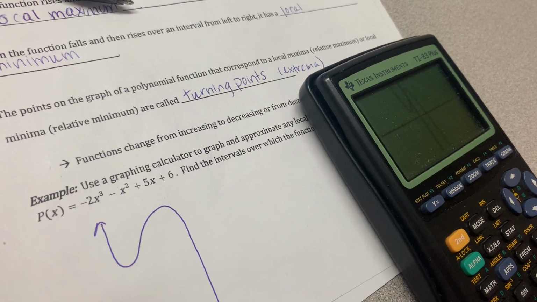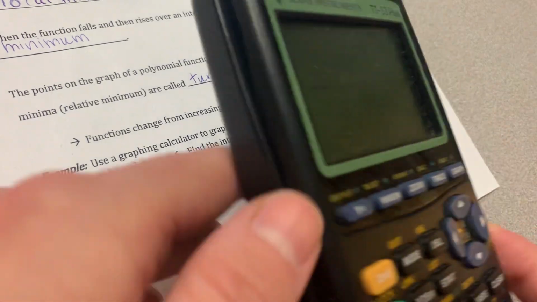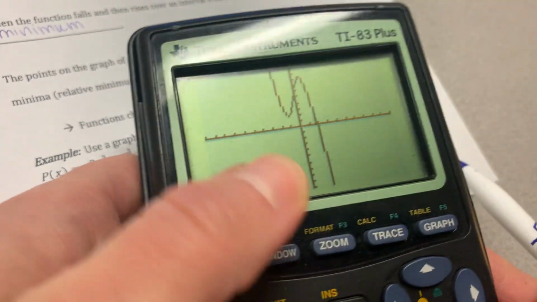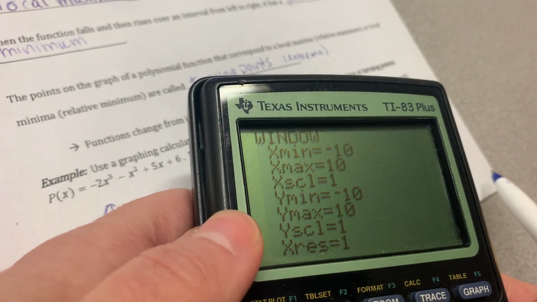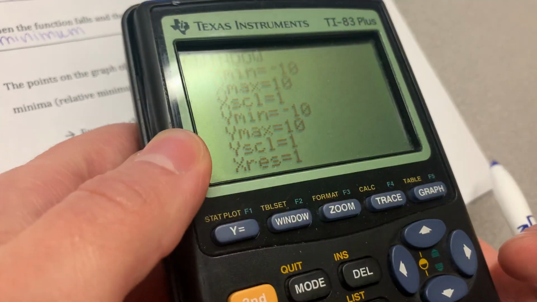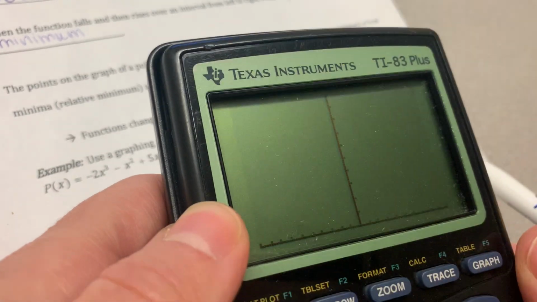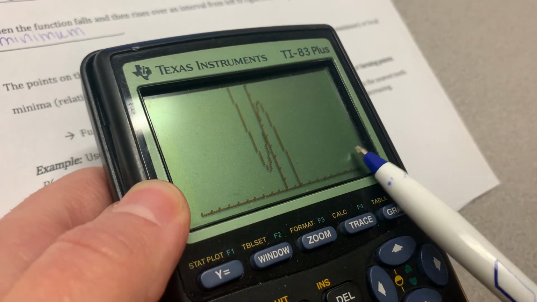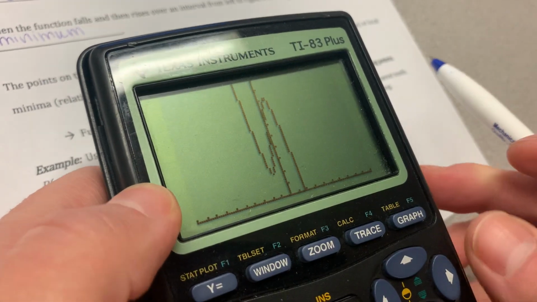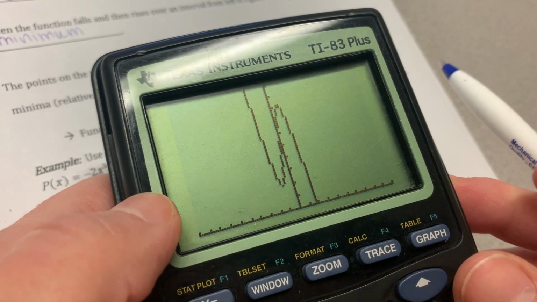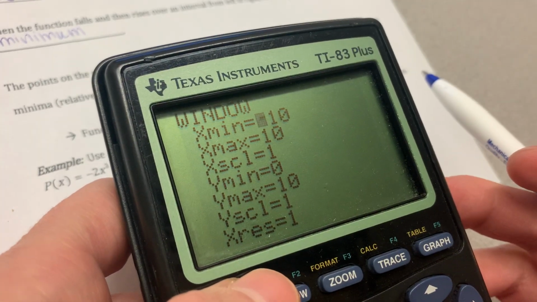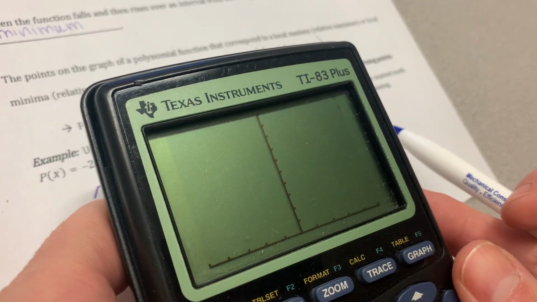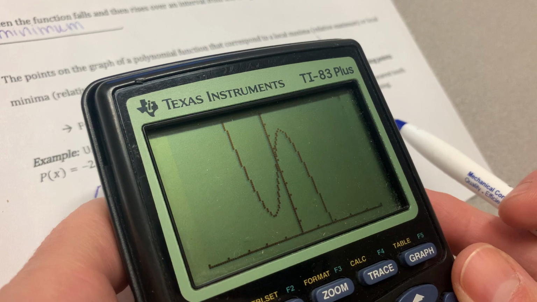Okay. Now I need to find the local min and the local max. So here's the thing. I don't need all of this graph. So I'm going to make my window better. I'm going to go to window. I don't need any negatives for y values. So I'm going to start it at 0. Okay, and I have all this excess over here and over here. You don't have to do this, but it makes it a lot easier when you're trying to find your max and min. So your x values, I'm going to go from -5 to +5. I don't need all that -10 to 10. That's just a little bit better.